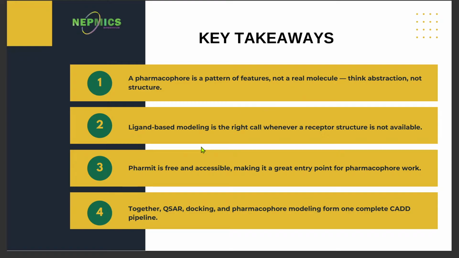And next, ligand-based modeling is the right call whenever a receptor structure is not available. That means if you do not have any receptor structure available, like for example, there are a number of protein molecules that involve repeated variation and mutation. In that condition, you will not get a full 3D structure of your receptor.